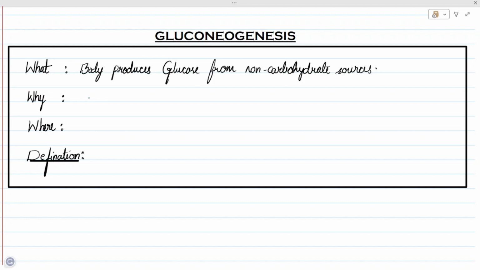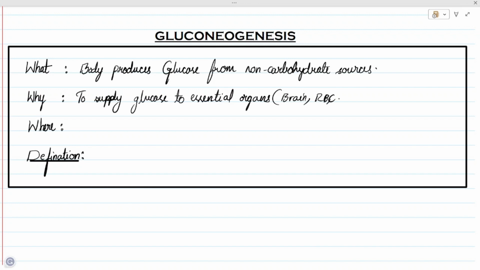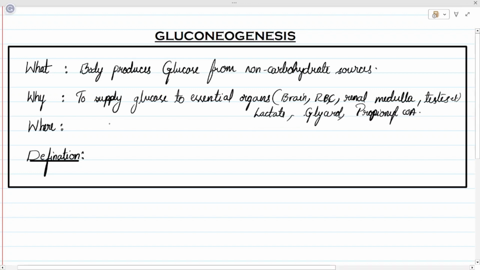This gluconeogenesis process also helps in clearing the metabolic products like lactate, glycerol, and propionyl CoA, to supply glucose to the essential organs like brain, RBC, renal medulla, testis, etc. And it also clears the metabolic products like lactate, glycerol, propionyl CoA.